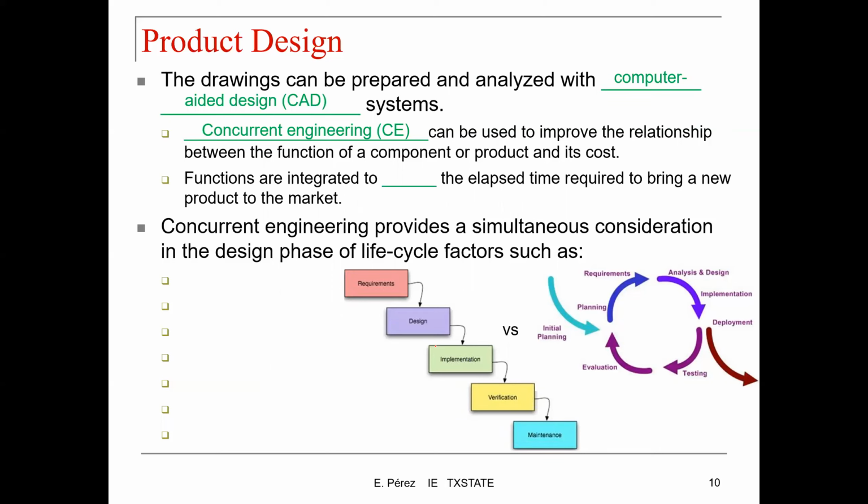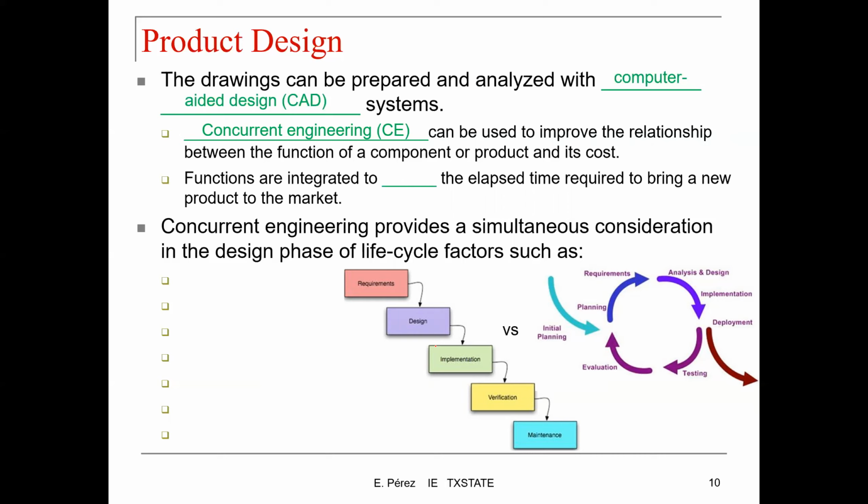Concurrent engineering can be used to improve the relationship between the function of a component or product and its cost. So cost is very important, and we're going to touch on this later on. Those decisions that I mentioned on the previous slide, whether you're going to build in-house or buy from a supplier, are mostly based on what's more efficient in terms of cost. So concurrent engineering can help you improve the relationship between the function of the component in the product and its cost.